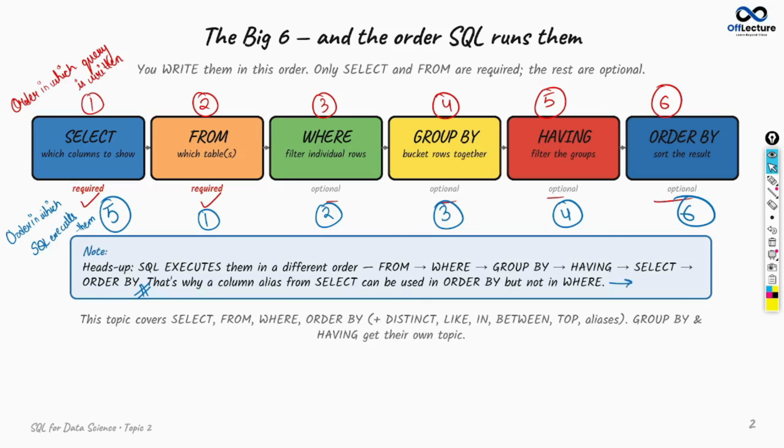We will understand what that means, but before that we should know what all these statements actually mean. So in this topic, we will focus on select, from, where, and order by, plus some helper tools like distinct, like, in, between, top, and aliases. Group by and having get their own topic. So let's start with the first concept, that is select.